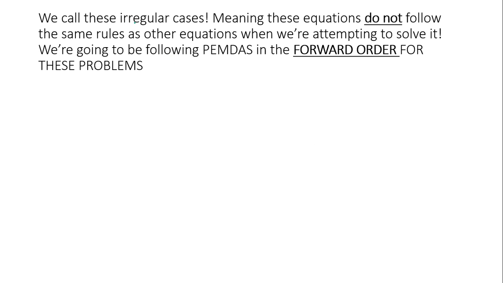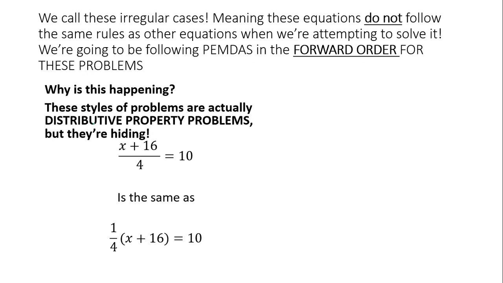So we're going to call this irregular cases. These do not follow the same rules as other equations when we're attempting to solve them. But what we're going to be doing is following PEMDAS in the forward order, the regular order for these problems. So why is this happening? Like I said in the last slide, these are distributive property problems, and they're hiding, right? For example, x plus 16 divided by 4 is equal to 10 is the same as 1/4 times x plus 16 is equal to 10. So they're just hiding, which is the reason why we can't just solve them with our regular SADMEP method.